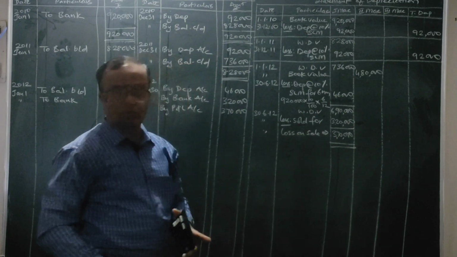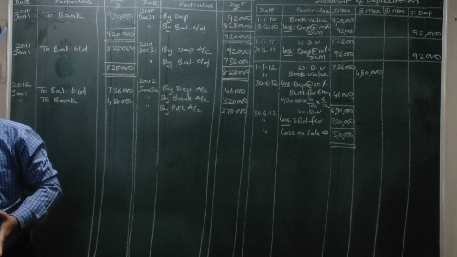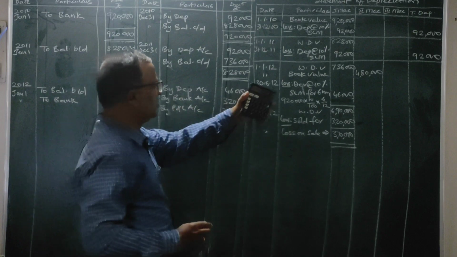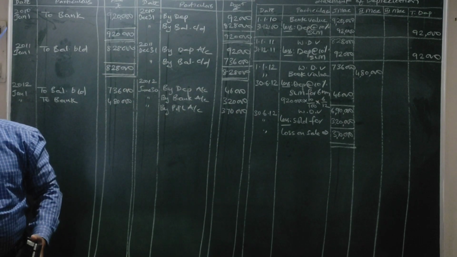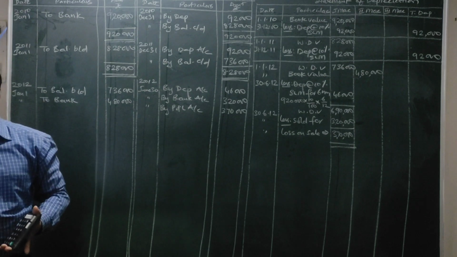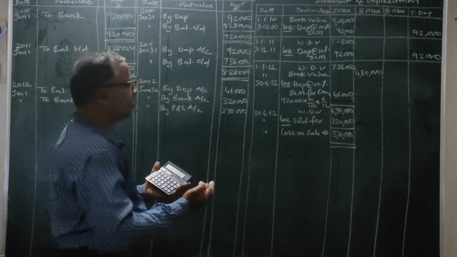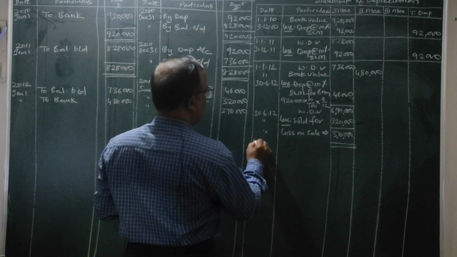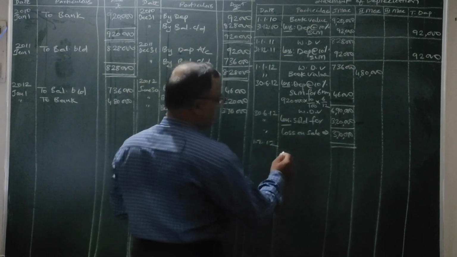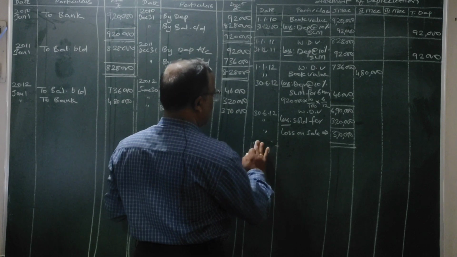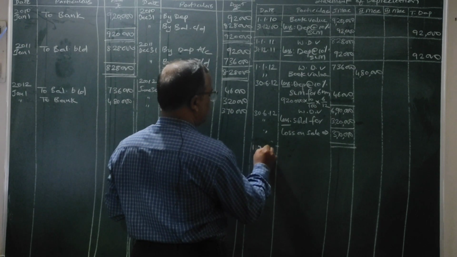Then again, what happened? Observe, go through the problem there. The next event, on 1st July 2012, sorry, not 2010, it is 2012, a new plant was installed at a cost of 6 lakhs. Plant means machine only. So on 1st July 2012, he has purchased another machine here.